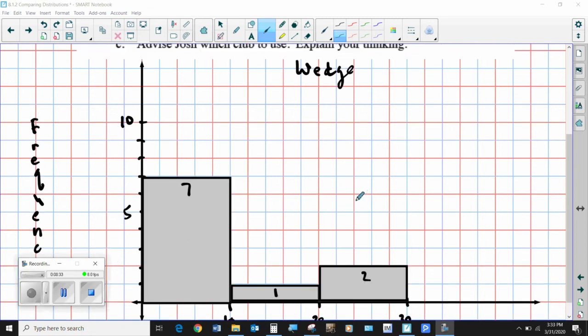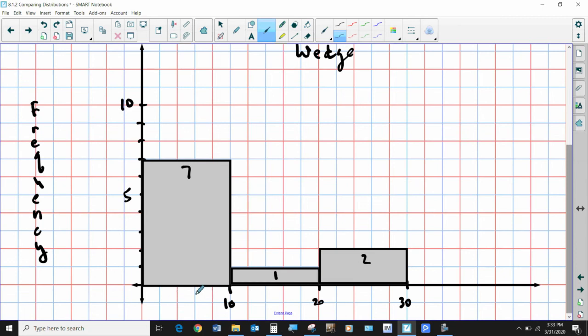All right, so this is the histogram for the wedge. In our intervals, within 10 yards of the hole, there were 7 different shots that fit into there. There was only 1 shot between 10 and 20, and then 2 shots between 20 and 30. You can clearly see that the shots with the wedge are skewed towards 0. Many more of them in the closer regions than the farther away regions. Now I'm going to do the histogram for the 8-iron and then come back.